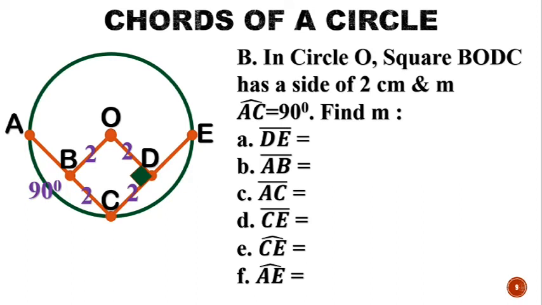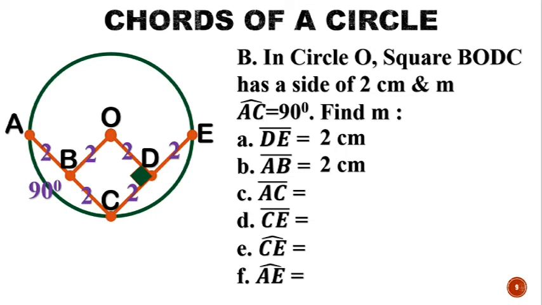Now, let's try answering the question. Find the measure of segment DE. This is segment DE. Bisector nga ito, so ibig sabihin, parehas lang si segment CD tsaka segment DE. So, that makes it 2 centimeters. Next, segment AB. Since square yan, lahat naman ng inner angles niyan 90 degrees, so alam pa rin natin na perpendicular bisector ito. So, segment AB is also 2 centimeters.